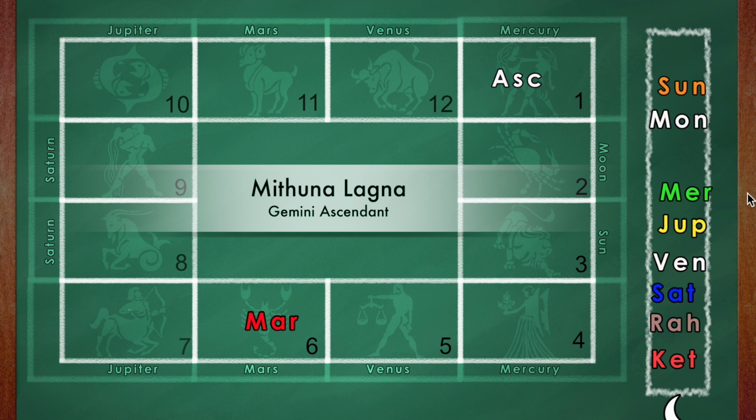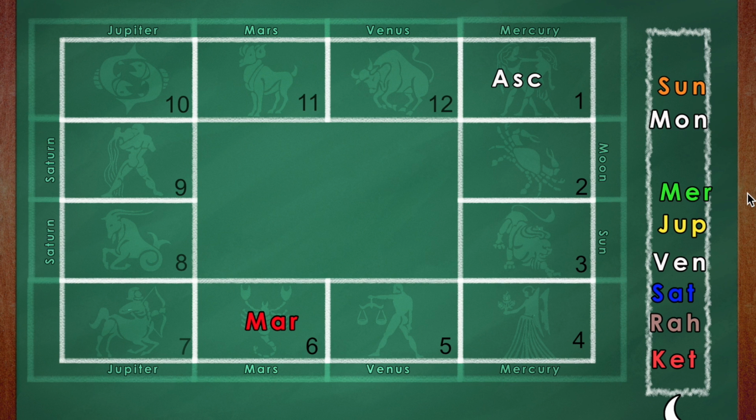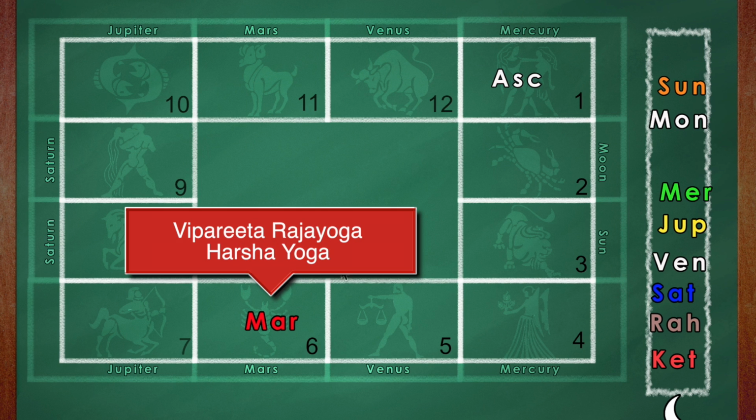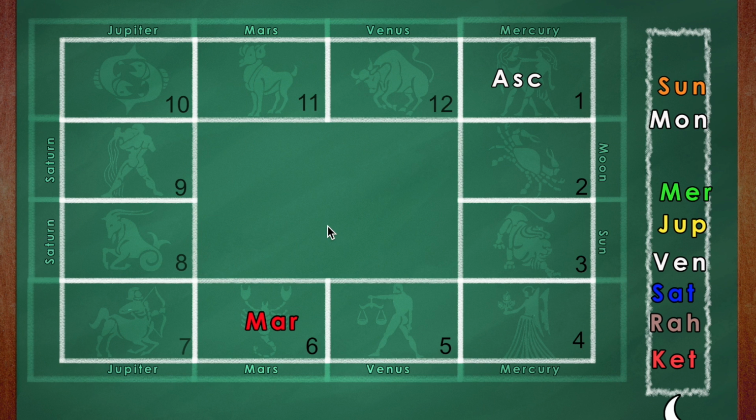This is Mithuna Lagna, Gemini Ascendant, and Mars in the 6th house is in its own sign. Whenever planets are placed in the own sign, it is always in a very good mood. It tends to give the positive side of the planet being in that particular house. And not only that, Mars here gives rise to a Viparita Raj Yoga called the Harsha Yoga, which is also a special yoga for victory in competition.